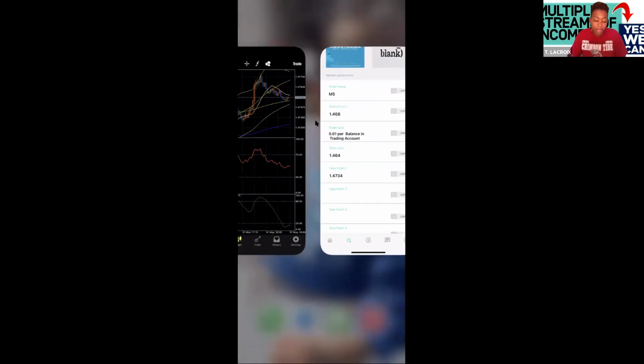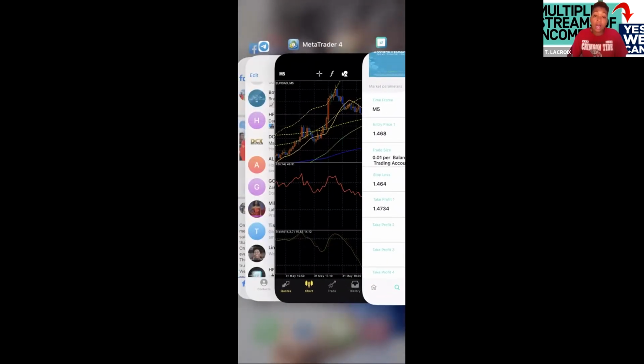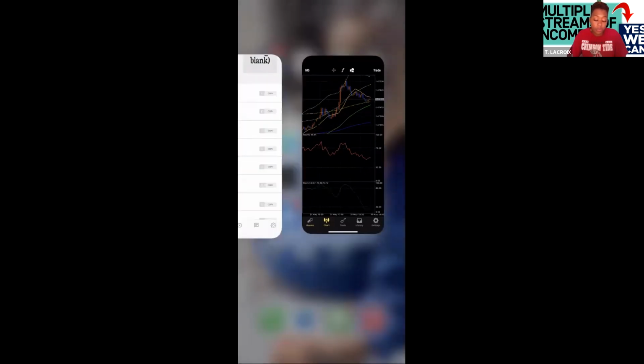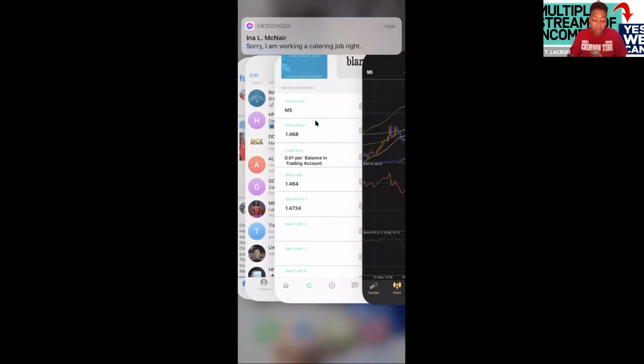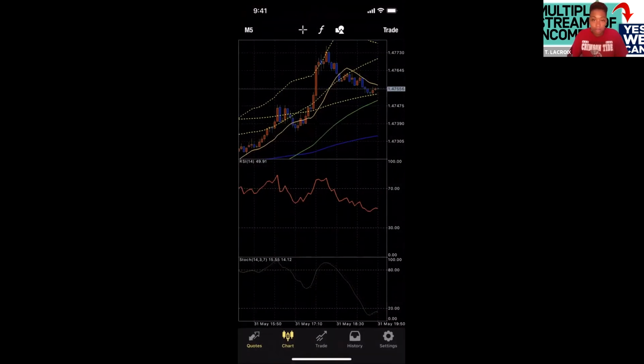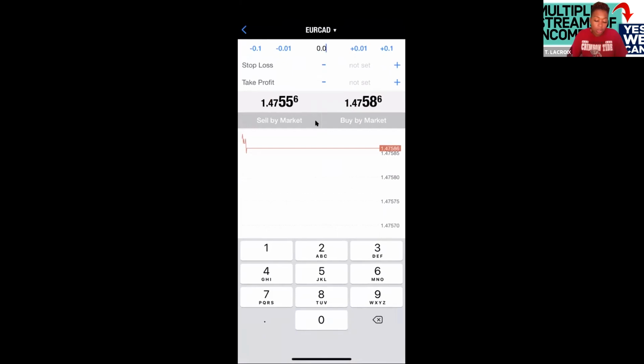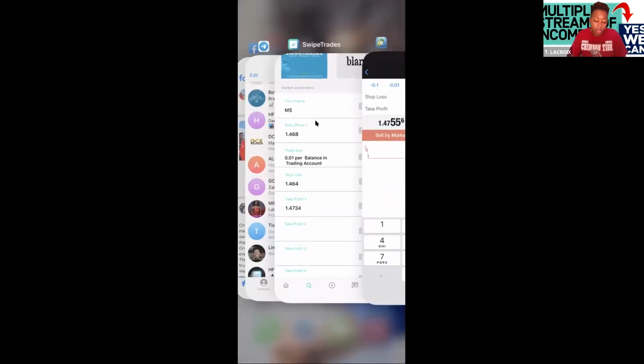Okay, M5. This is what we call a market execution. So all I'm really waiting for is price to get to 1468. We're not waiting on that because this is an old trade anyway. So we're going to hit trade.